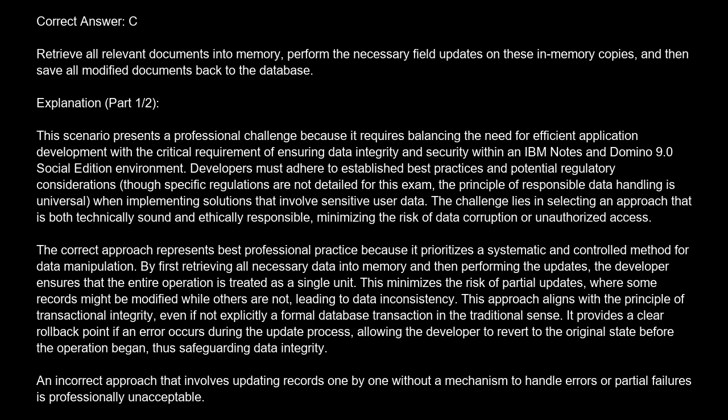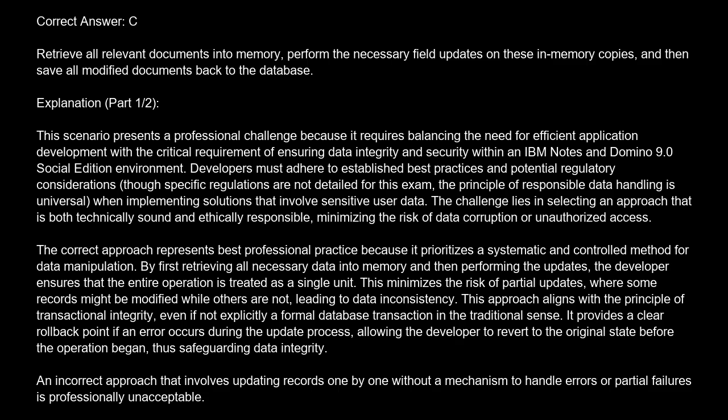data manipulation. By first retrieving all necessary data into memory and then performing the updates, the developer ensures that the entire operation is treated as a single unit. This minimizes the risk of partial updates, where some records might be modified while others are not, leading to data inconsistency. This approach aligns with the principle of transactional integrity, even if not explicitly a formal database transaction in the traditional sense. It provides a clear rollback point if an error occurs during the update process, allowing the developer to revert to the original state before the operation began, thus safeguarding data integrity.